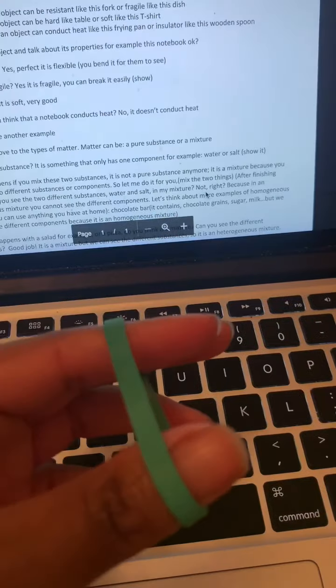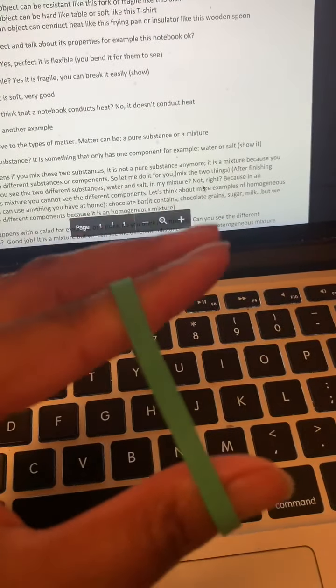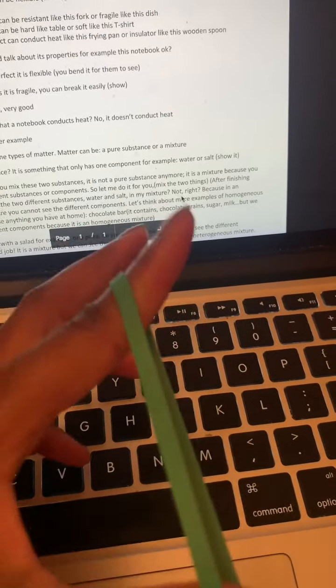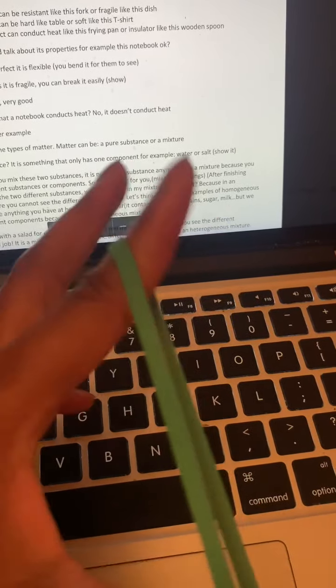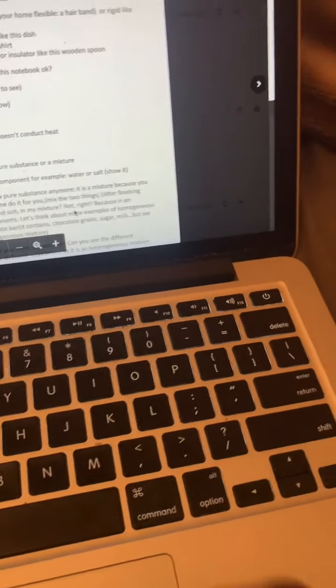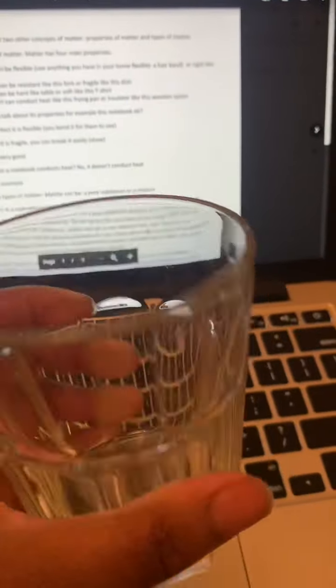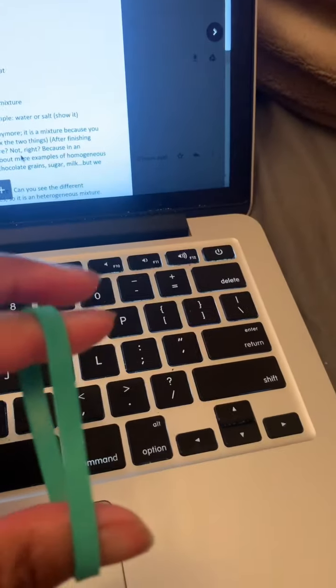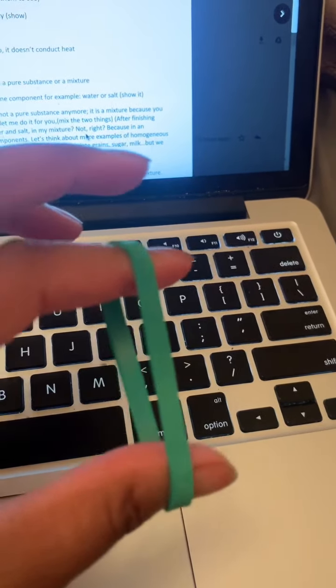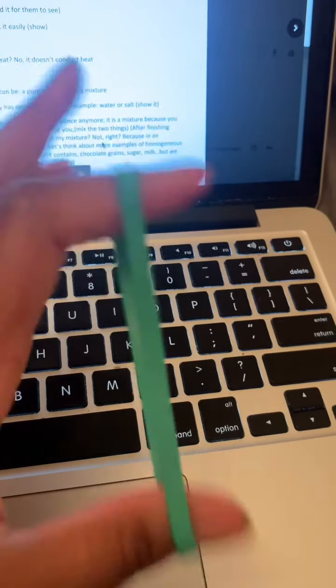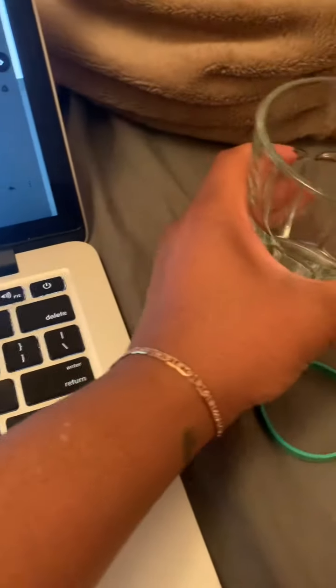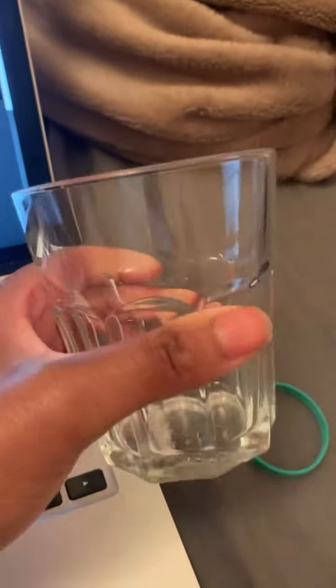Matter can be flexible, like this rubber band, which means that it can bend without breaking. Or it can be rigid, like this glass. Flexibility is a property of matter that can make objects flexible, like this rubber band, or rigid, like this glass.